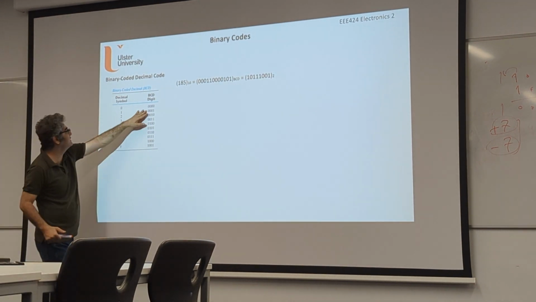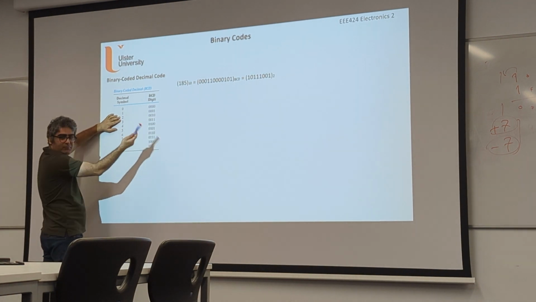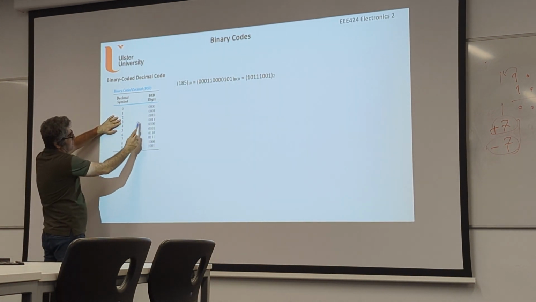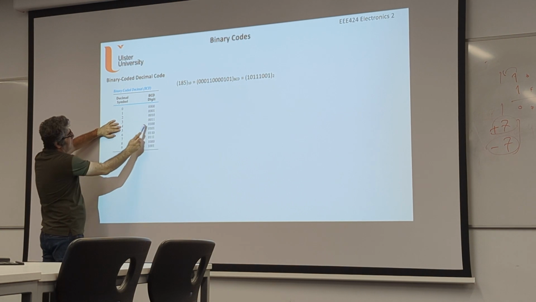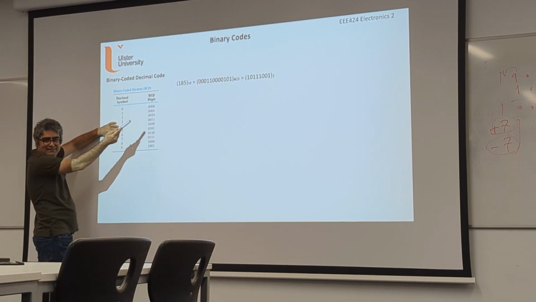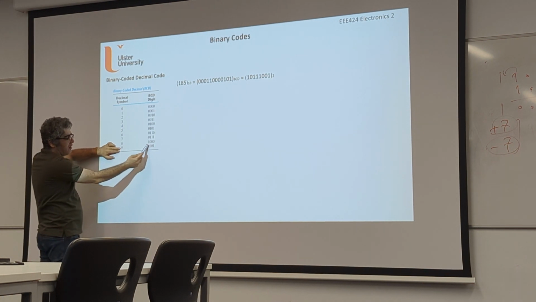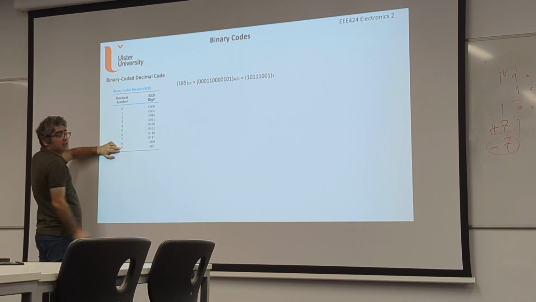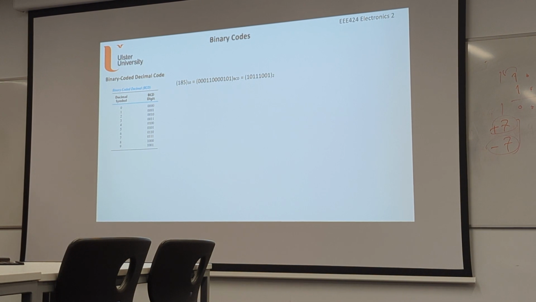So 0 would be 0000, and 1 would be 0001, because it works as 1, 2, 4, 8. 4 would be 0100. 9 would be 1 plus 8, 1001, finish. So the base of BCD is 1, 2, 4, 8, but from 0 to 9, finish. Then any number, you can represent that by the BCD.